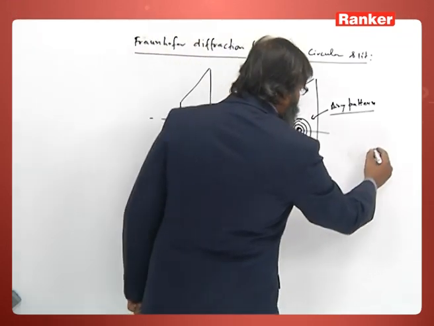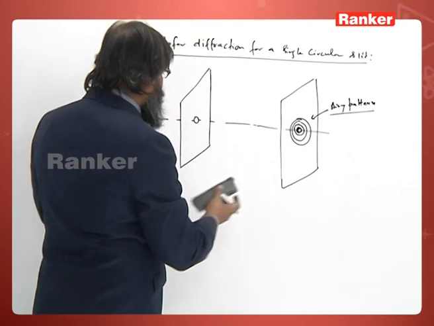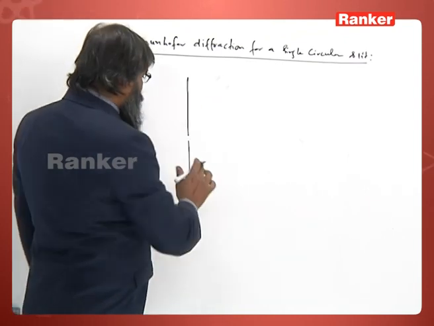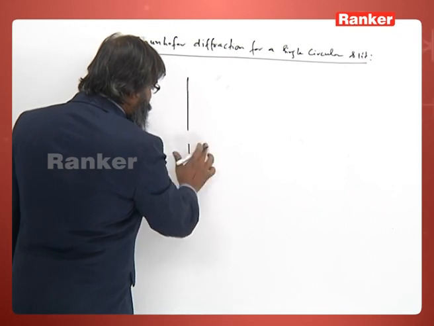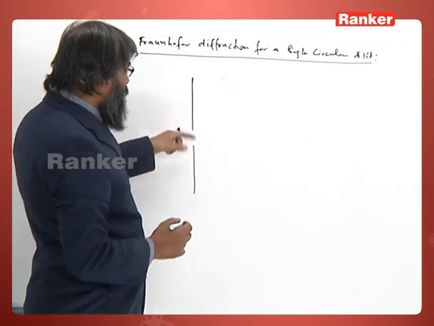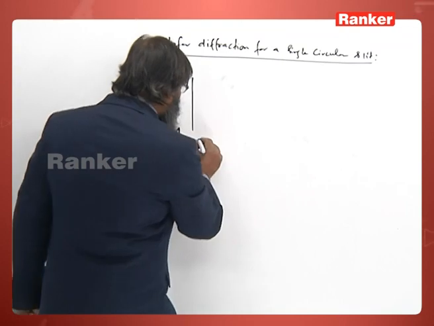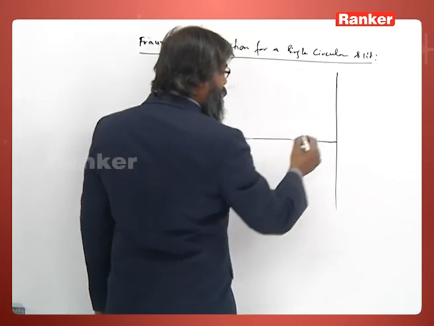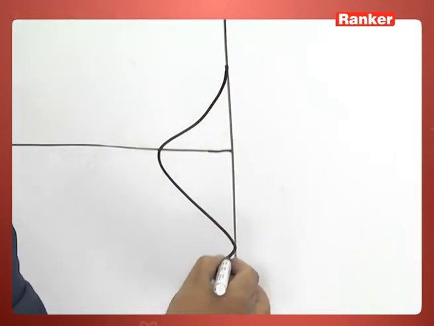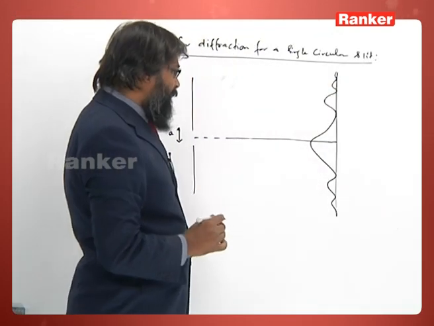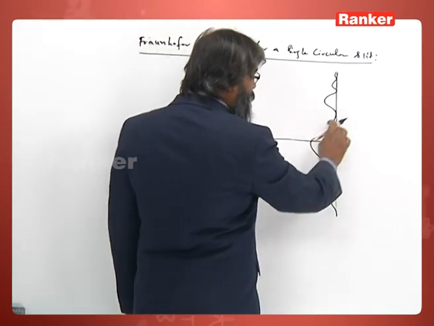If I draw it, let us draw another diagram. This is my slit with a circular opening. You see I have created a circular opening here. Let us exaggerate it. This width is A, the diameter of the circular opening, and on the screen here we will get a distribution which we call the Airy pattern. Most of the energy is confined within the central maxima.